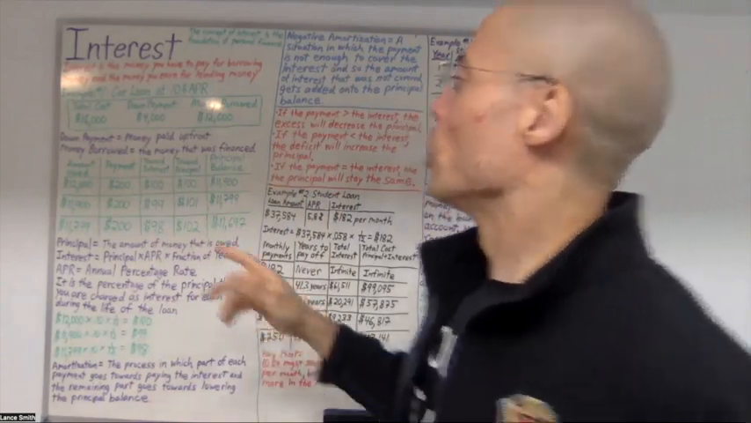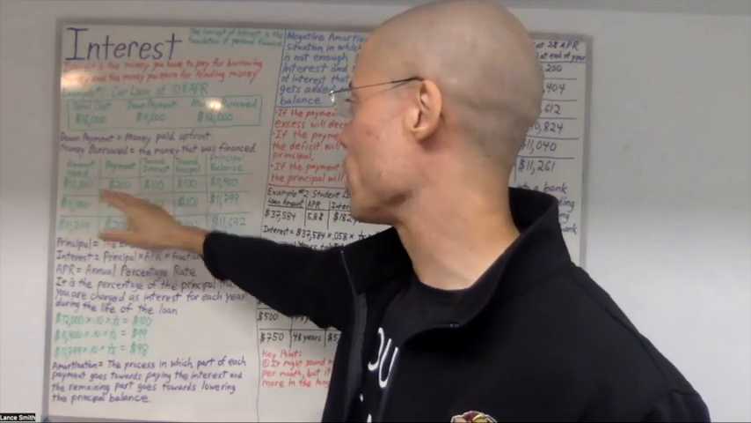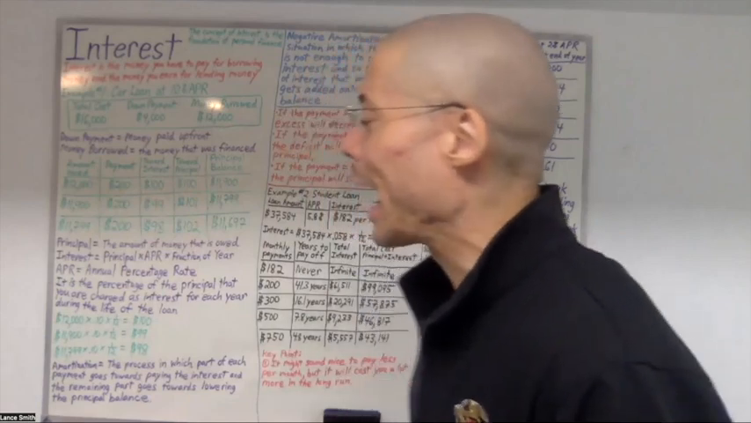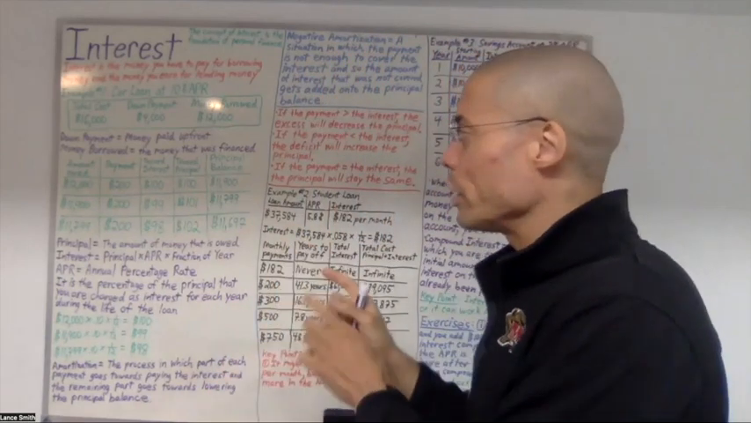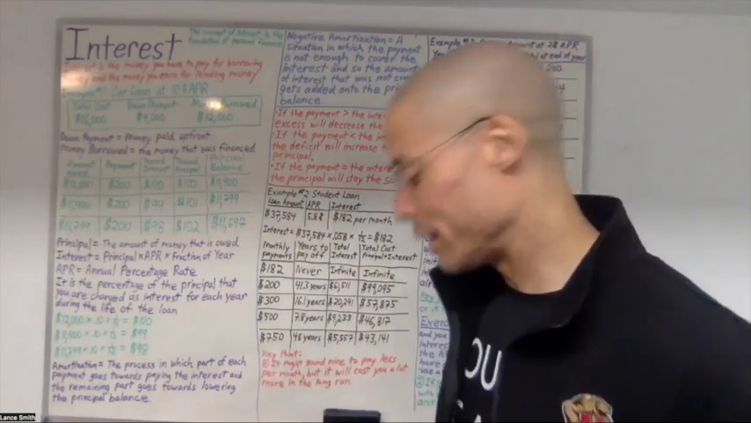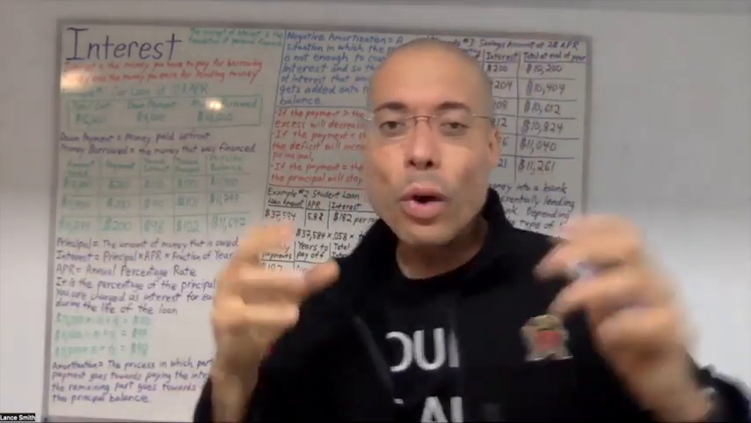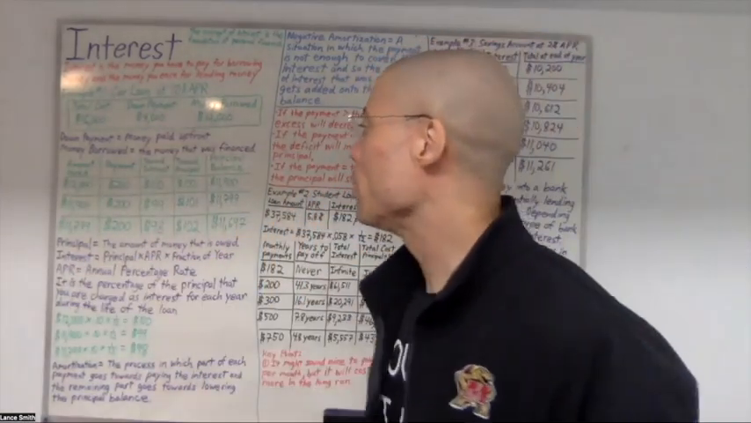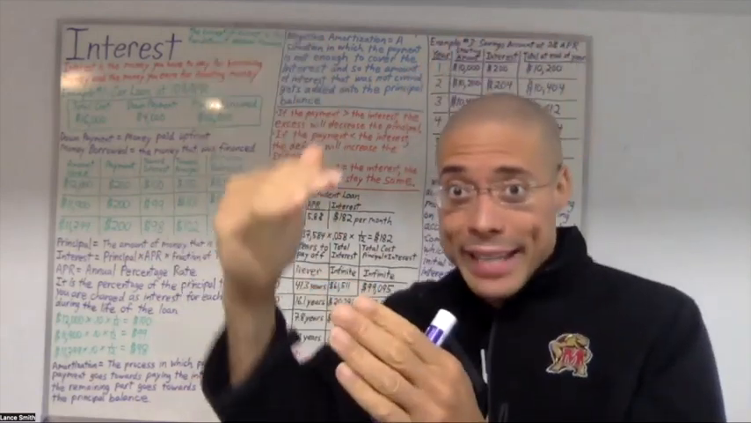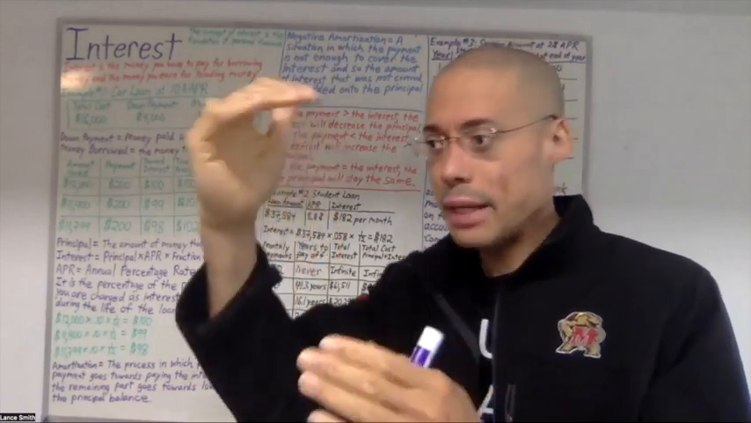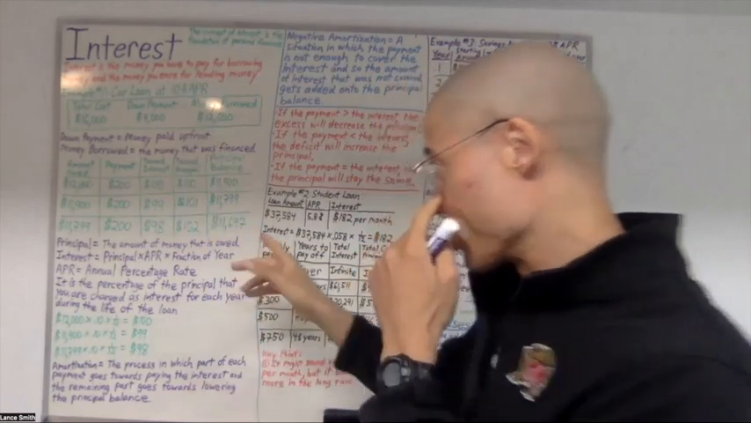So $12,000 is the loan. The monthly payment is $200. Let's calculate how much is going towards interest and how much of that is going towards the principal. Let's clarify a few terms here though. Principal, what does principal mean? The principal means the amount of money that is owed. And as you pay down the principal, that means the principal balance is getting smaller and smaller, as we're going to see soon.